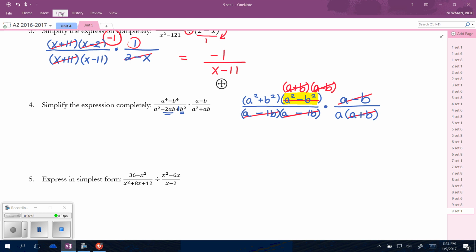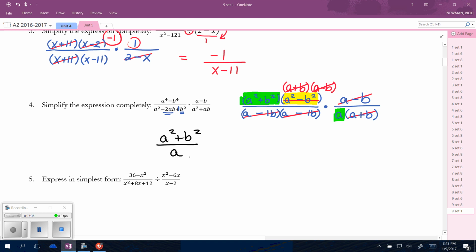So now, left on the top, and a highlighter would be a good idea to bring to your test because I didn't cross that out. I crossed these two out. I crossed that out, didn't cross out that GCF, and then I have an a plus b. So my final answer is a squared plus b squared over a.